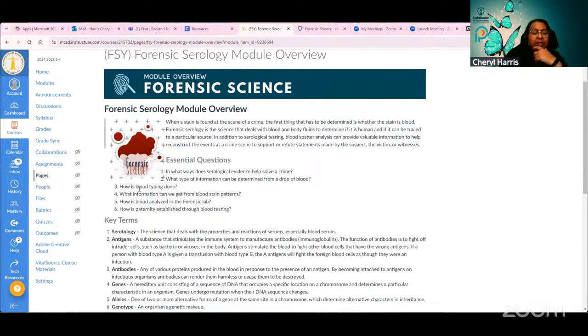So how is blood typing done? Don't worry about that. But what information can we get from blood stain patterns? How is blood analyzed in the forensic lab? How is paternity attached? That's going to be a short question. But these other ones, what type of information is determined by a drop of blood? Those are important questions, not blood typing.